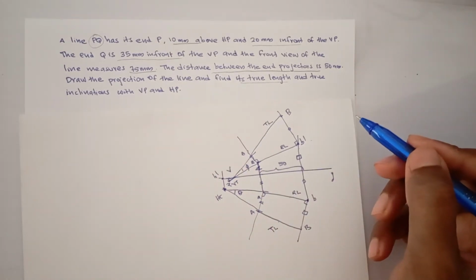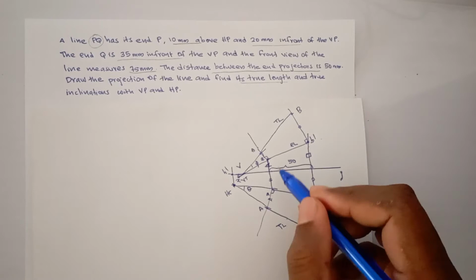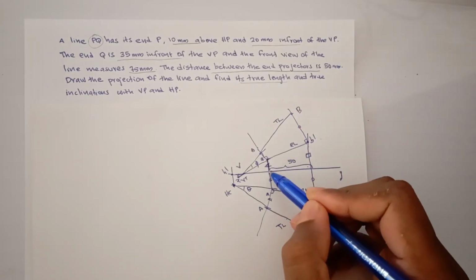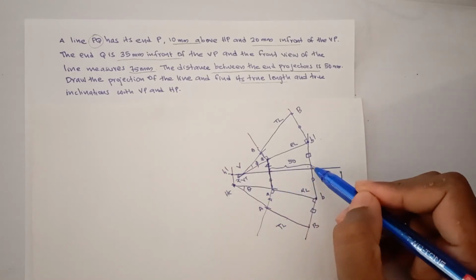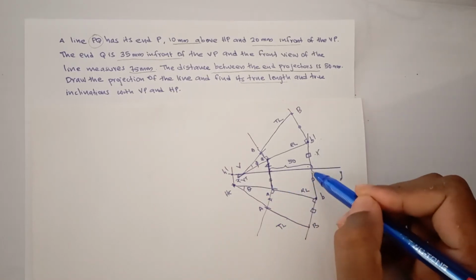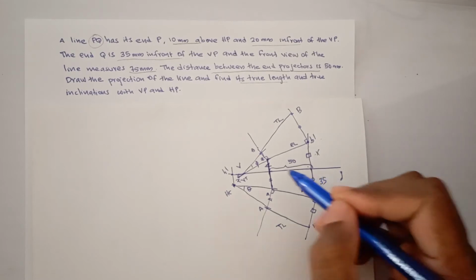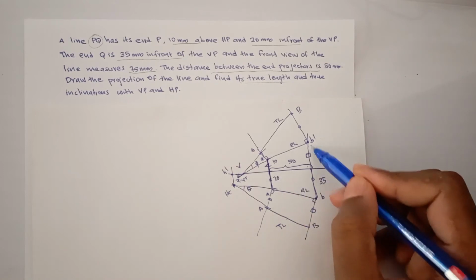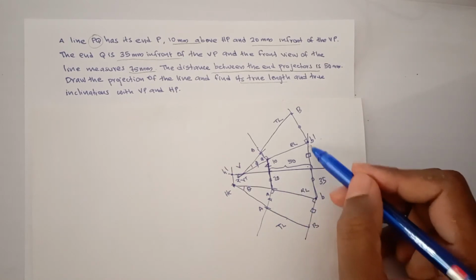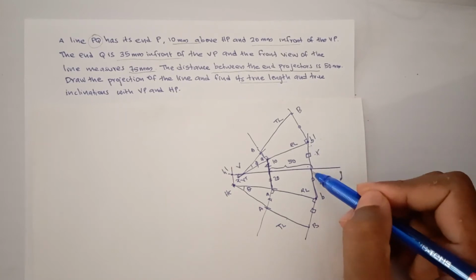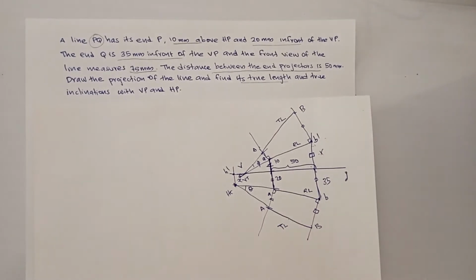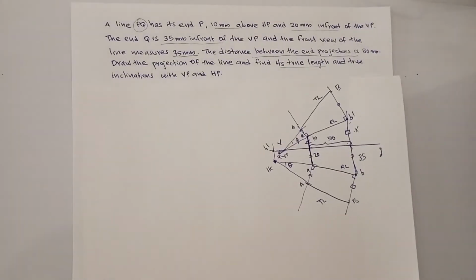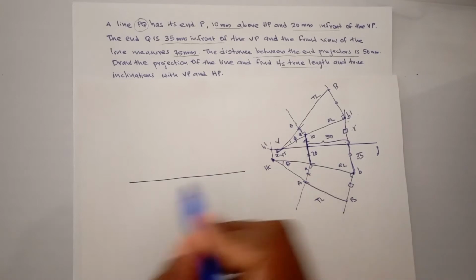Now, what is given in this problem? The distance between end projectors is given, this length and this distance is given. Also, in front of VP, this is 35, this is also given, this is 10, this is 20. How much distance from HP is not given, but the distance from the VP is given. Can we draw the projection? Let's try. XY.